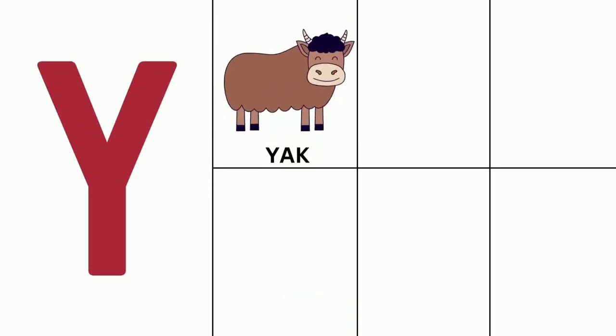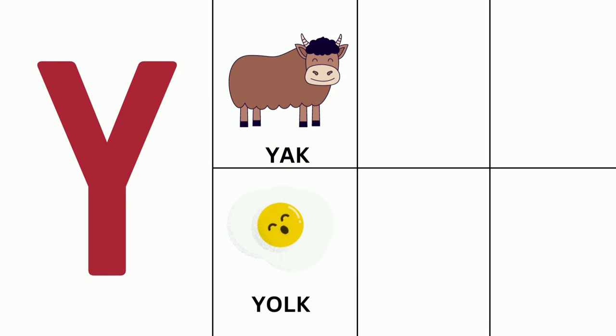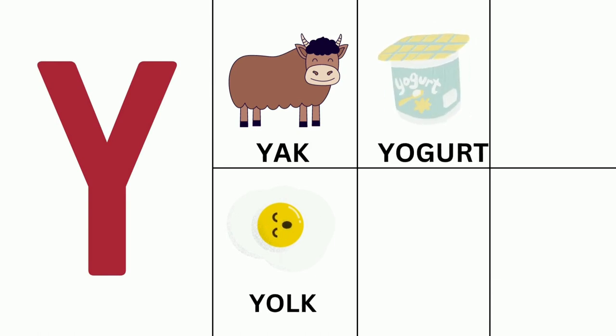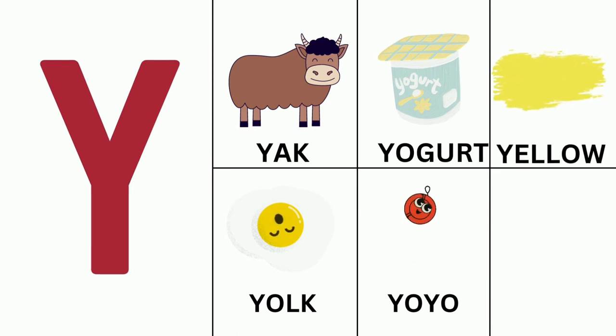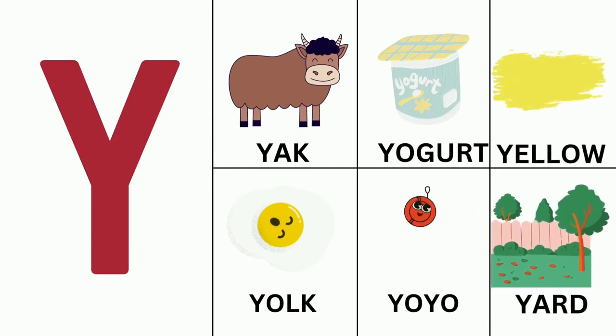Y. Let's learn the word starts with Y. Y for yak, Y for yolk, Y for yogurt, Y for yo-yo, Y for yellow, Y for yard.